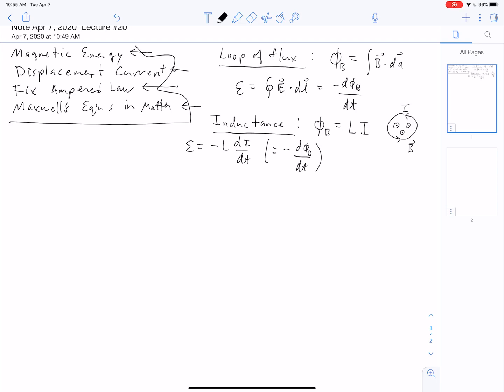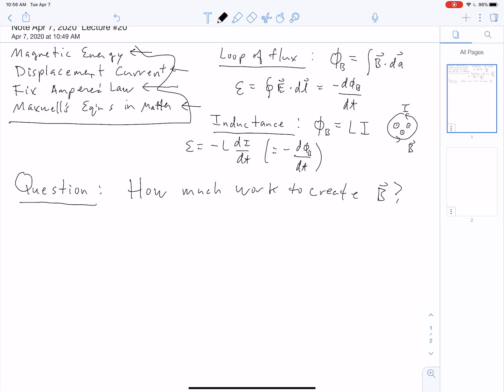Okay, so these are the things that we were talking about last time, but now we want to expand on these concepts, and we want to answer this new, very important question, and it's an energy question. The question is, how much work does it take to create a magnetic field? How much work to create a B field?